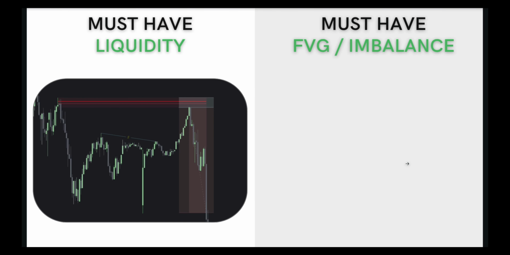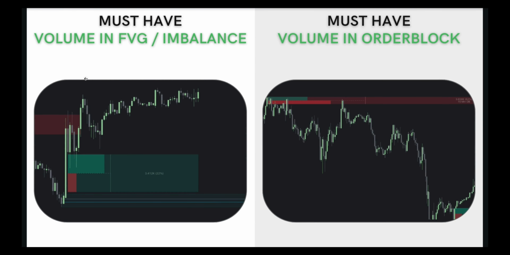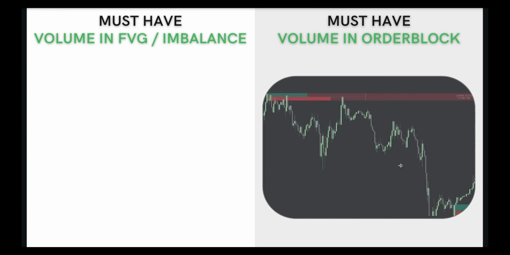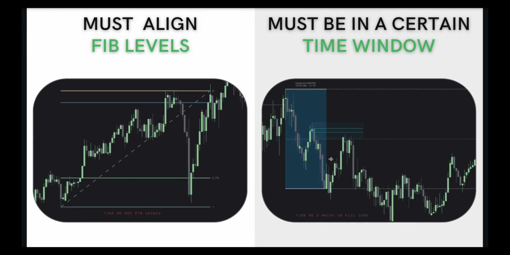Now I actually have another example here for you. Volume in fair value gaps or volume in your imbalances, as well as having volume in your order blocks. I already have some indicators that I have shared with you guys in the past, but I will share them in the description below as well. Sometimes having that volume can actually help you narrow down which fair value gap or which order block to choose from. So just keep that in mind if you haven't tried it.